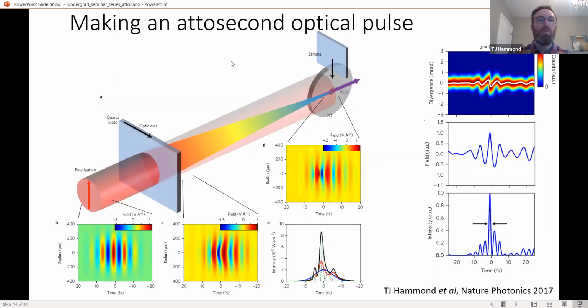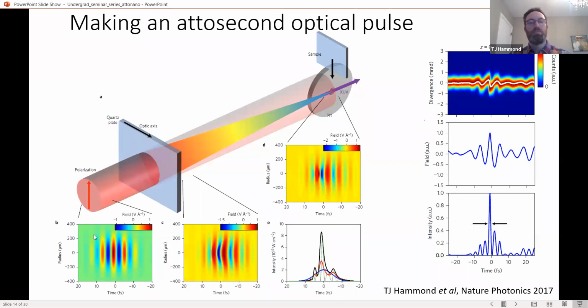What we wanted to do is try and make attosecond pulses out of these short laser pulses. As I said, if you have a short pulse, that's what's shown here. We have this laser beam that's propagating to the right, hitting this quartz plate. A two-dimensional cross-section of this is shown here. We have time on the horizontal axis, and on the vertical axis we have the radius of this beam.